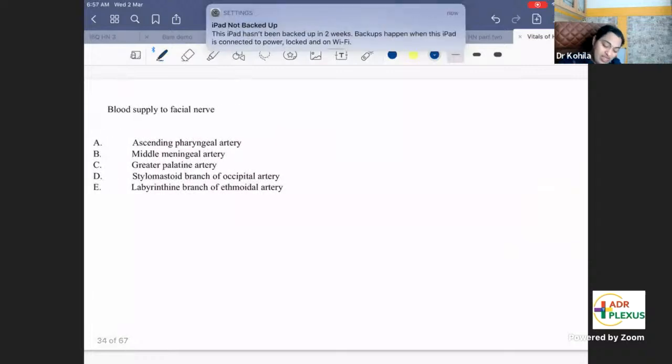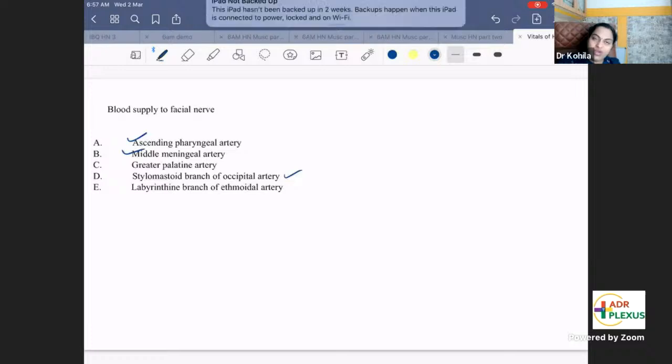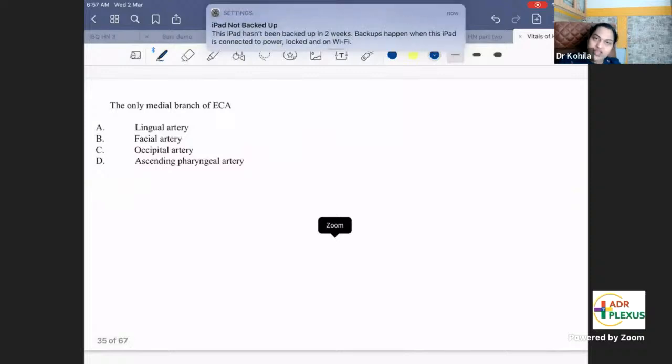Blood supply to facial nerve. They asked this once: from the ascending pharyngeal artery, middle meningeal artery, from occipital artery. Okay, it was a multiple choice question. Multiple answers were there. Yes, the only medial branch of external carotid artery is the ascending pharyngeal artery. Right.